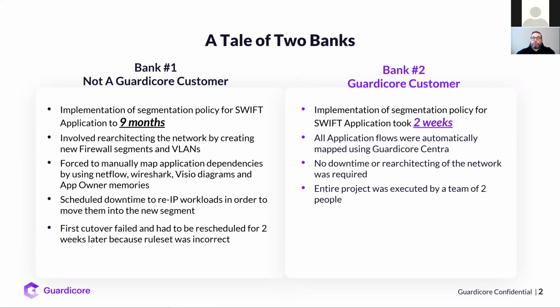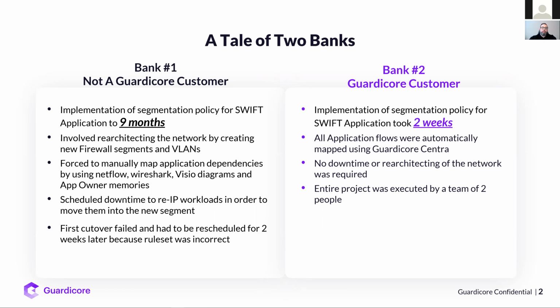Now let's take bank number two. Bank number two is a Guardicore customer. They had a similar project to segment their SWIFT application, and they completed this project in just 2 weeks. The Guardicore approach doesn't require any of the re-architecting of the network or the scheduled downtime. And since we were able to provide the necessary application dependency mapping information, that really allowed the bank to see what was happening within their network, and they were quickly able to move from visualizing those traffic flows to enforcing security policies, effectively isolating the SWIFT application and meeting the compliance requirements.